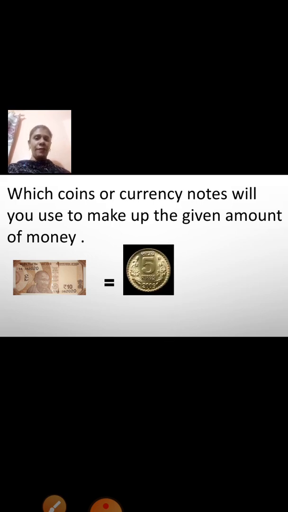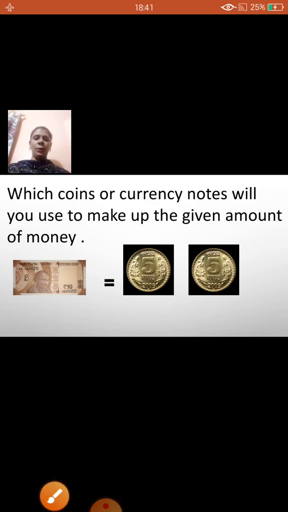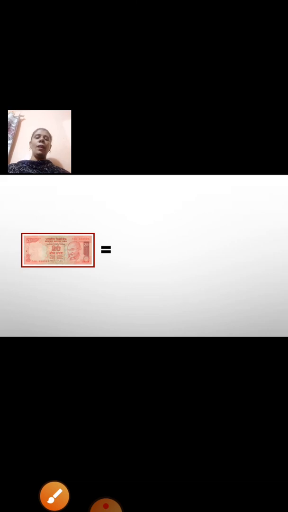Yes, you will use one 5 rupee coin and one more 5 rupee coin. Correct. So 5 and 5 will be how much? 10. Correct. So two 5 rupee coins will make a 10 rupee note. Now what is the value of this note?